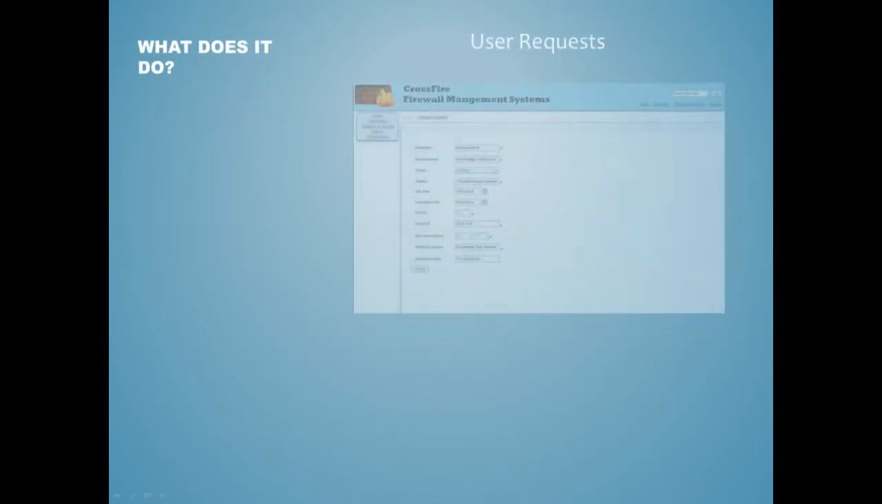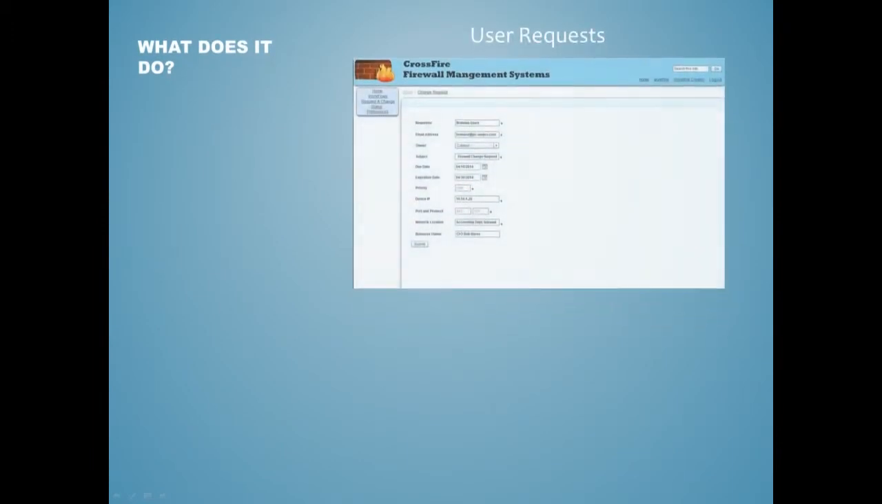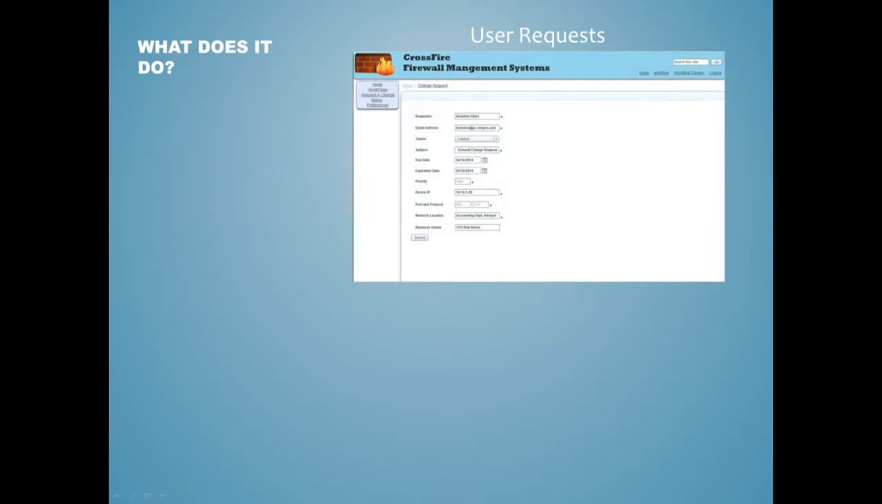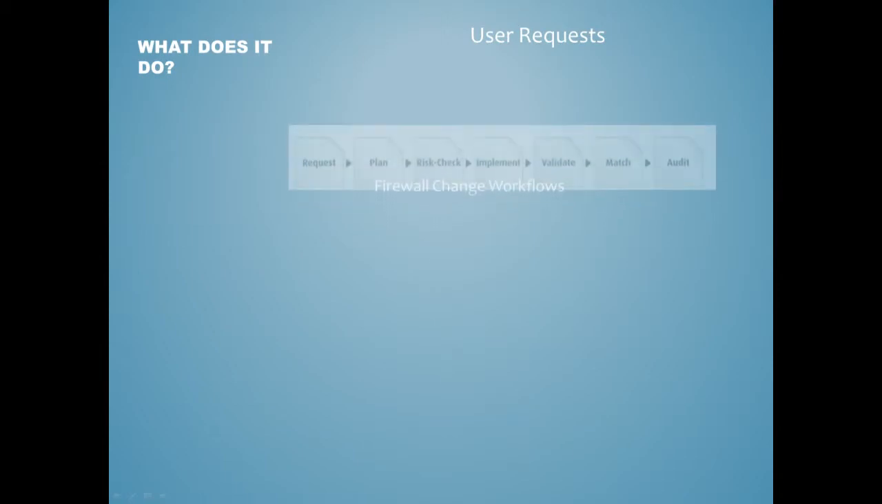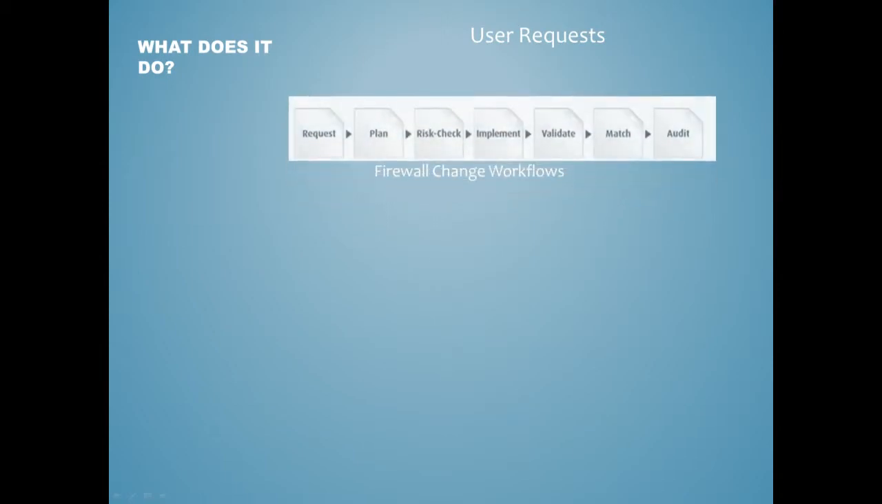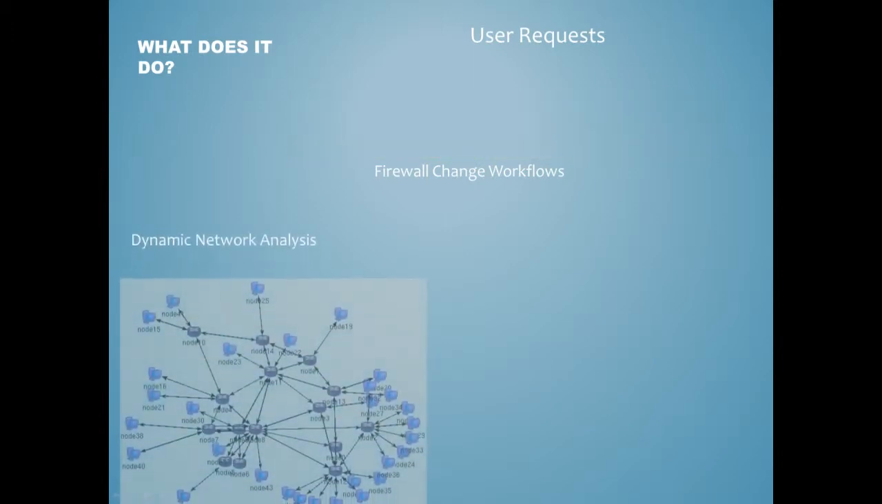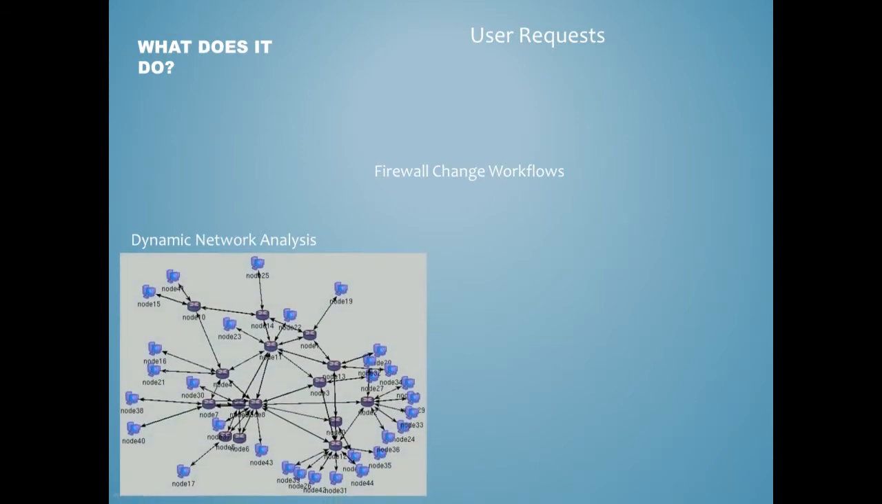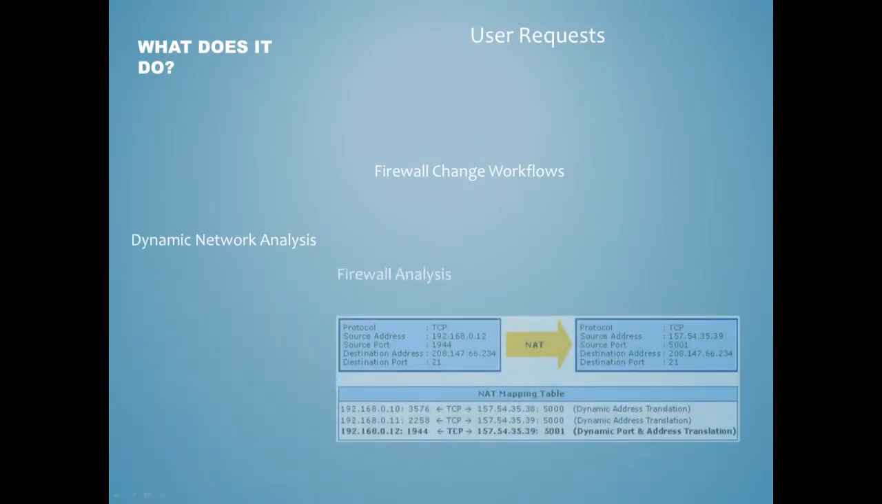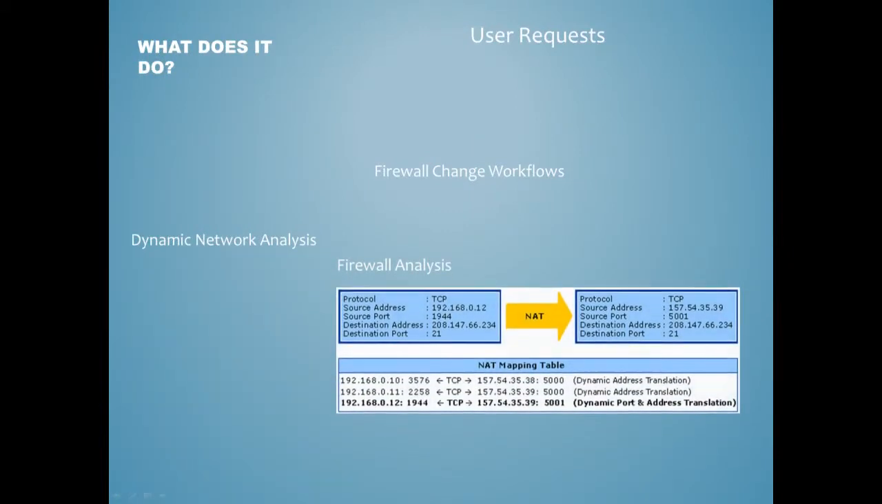So what does it do? Crossfire, a fully featured firewall management system, will be able to handle user requests to track the process via a corporate-designed firewall change request workflow. This workflow will notify required personnel of any actions that need to be taken throughout the process, from approvals to planning to implementation. Crossfire will use dynamic firewall node analysis that will allow administrators the ability to perform quick firewall and network analysis and identify which firewalls to apply these requests.